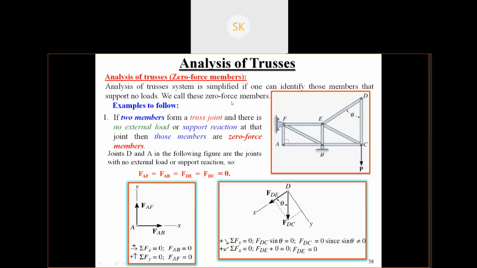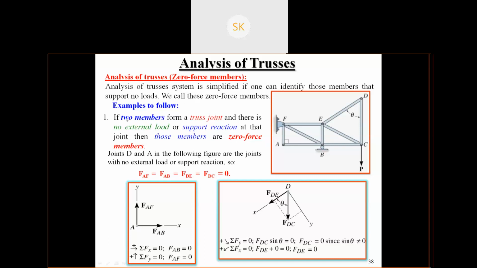So, analysis of truss: zero force members. Analysis of a truss system is simplified if one can identify those members that support no load. The analysis becomes easy when you can identify those members. There are certain members in the structure which don't carry any load, and we call these zero force members.